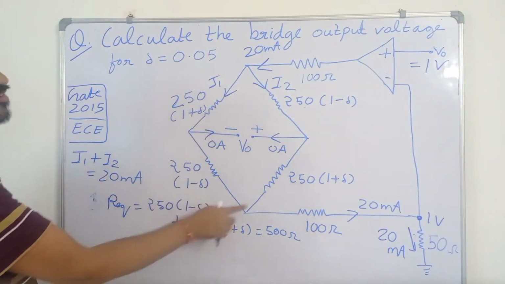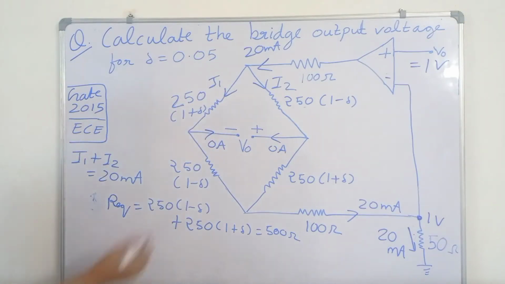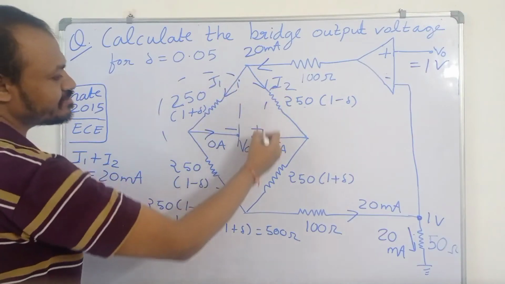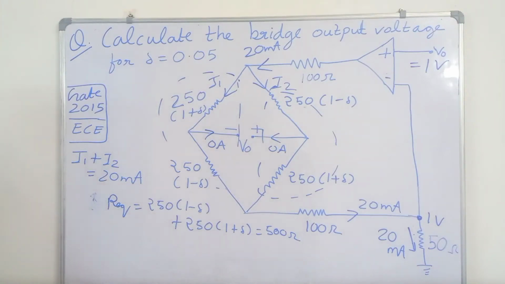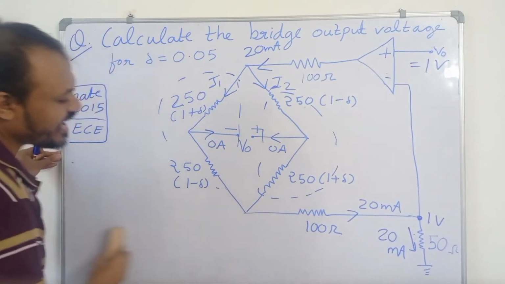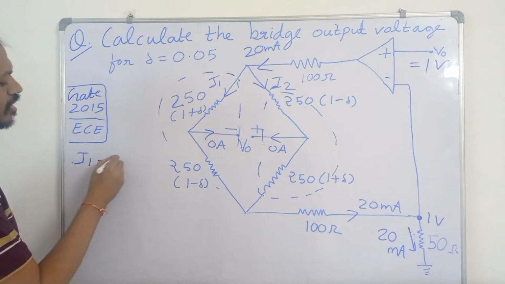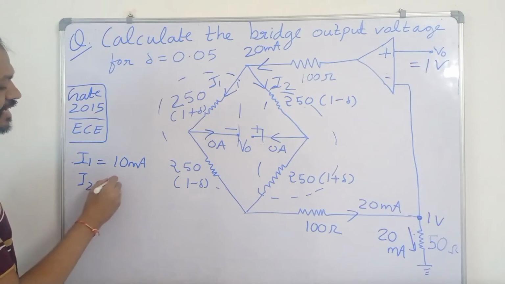So both these equivalent resistances are the same. So I1 will be equal to I2, because resistances are the same, so the current must also be the same. If I1 is equal to I2, then I1 will be equal to 10 milliampere and I2 will also be equal to 10 milliampere.